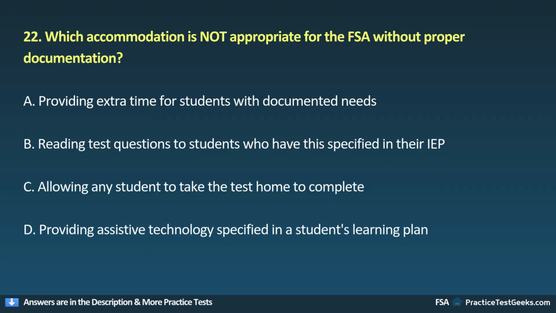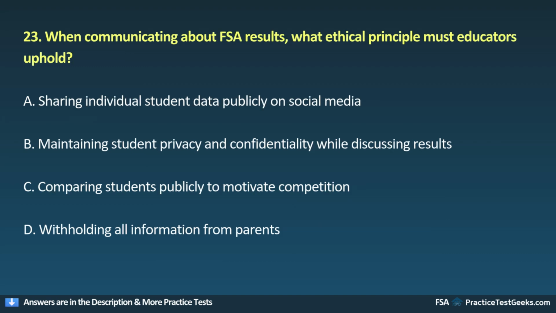22. Which accommodation is not appropriate for the FSA without proper documentation? A. Providing extra time for students with documented needs. B. Reading test questions to students who have this specified in their IEP. C. Allowing any student to take the test home to complete. D. Providing assistive technology specified in a student's learning plan.